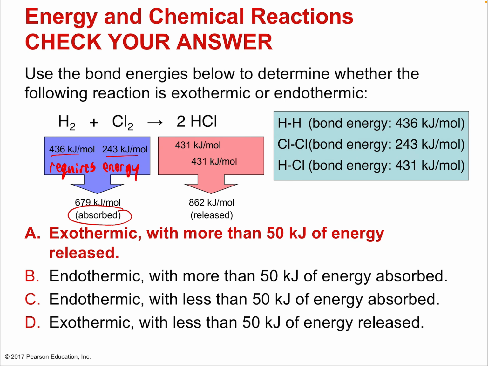Now, if something was just a pure element, like just H on its own, or just carbon on its own, then there's no bond to break. But anytime you have a molecule, then there is a bond to break, okay? So that took energy, so it absorbed 679. But then on the other side, we had the hydrogen chloride, and we had 2 of them. So we take the 431 and we multiply by 2, which gives us our 862.